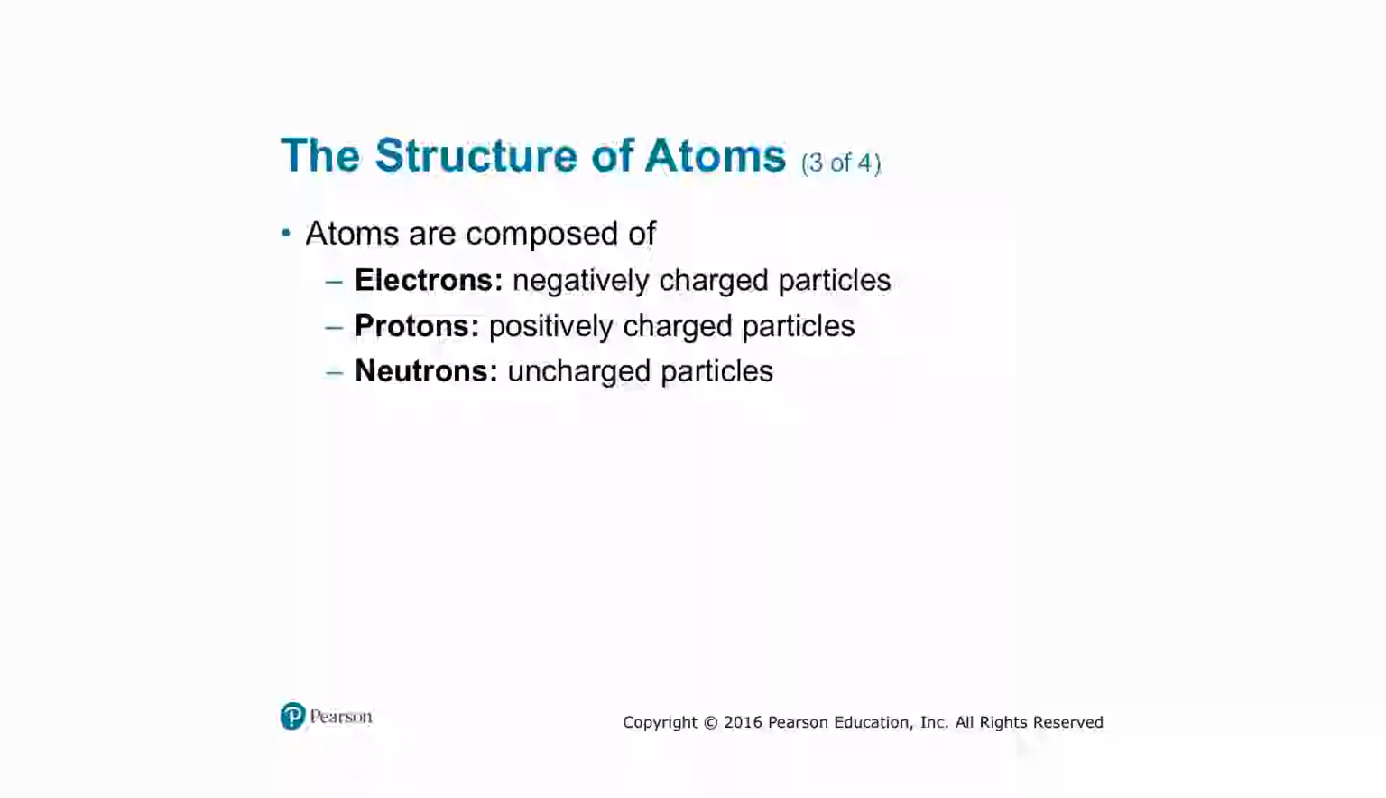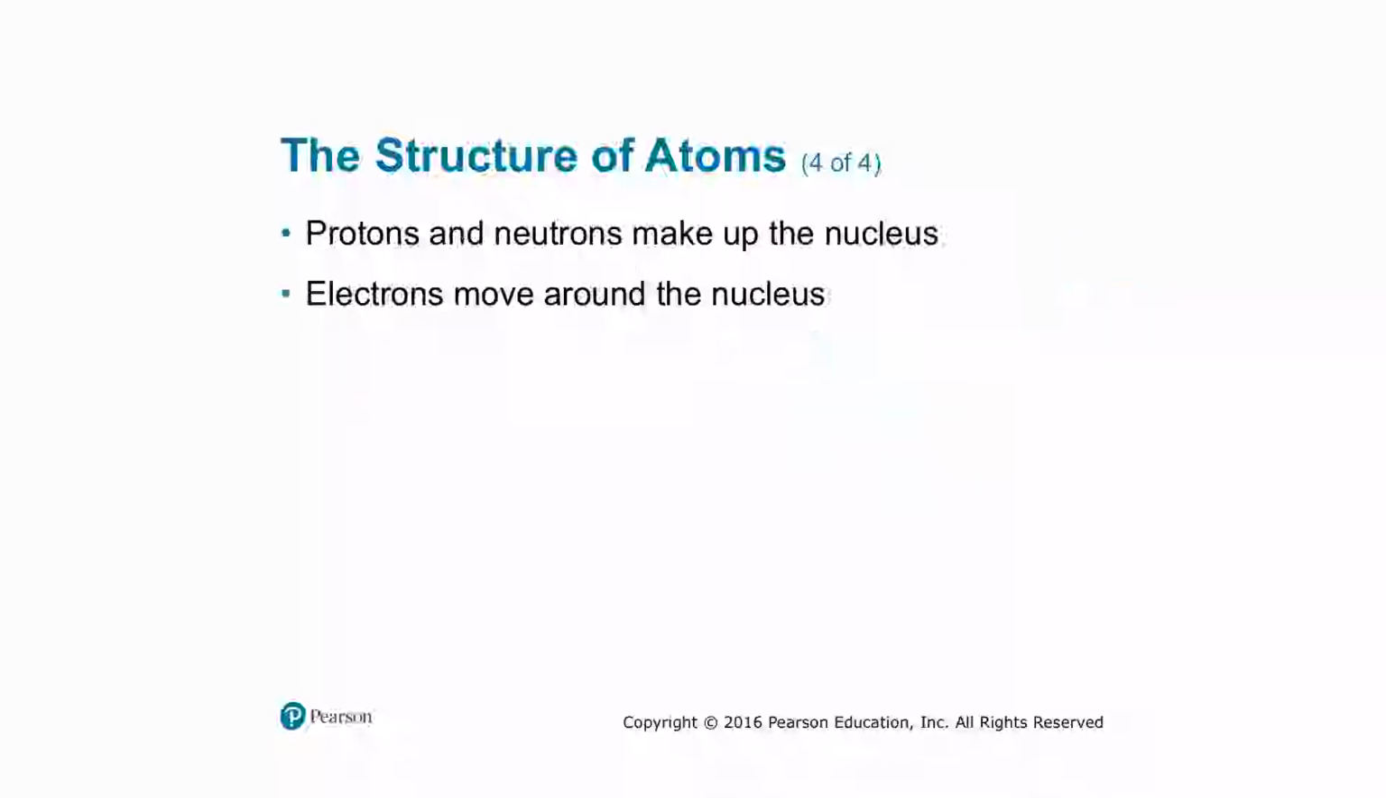Atoms are composed of 3 different things: electrons, protons, and neutrons. Electrons are negatively charged particles, protons are positively charged particles, and neutrons are uncharged particles. We'll probably go over this later, but I'd like to mention right now that electrons essentially have no mass. The protons have a mass of 1 AMU, and the neutrons are also going to have a mass of 1 AMU. This will come into play a little bit later when we talk about isotopes.